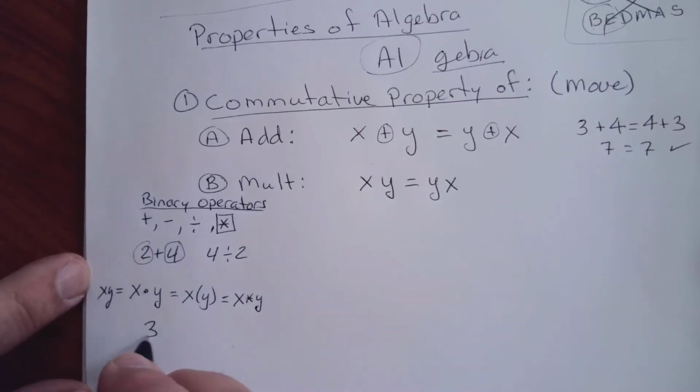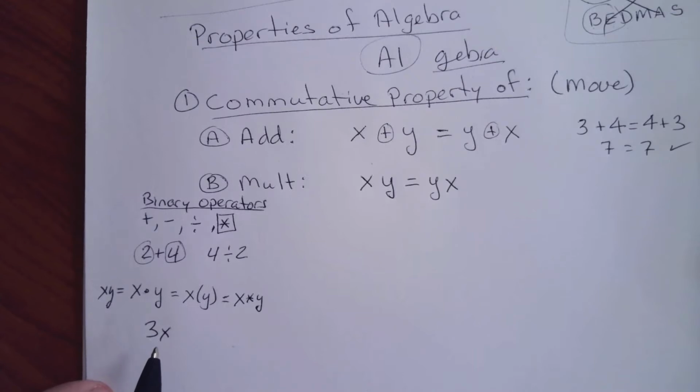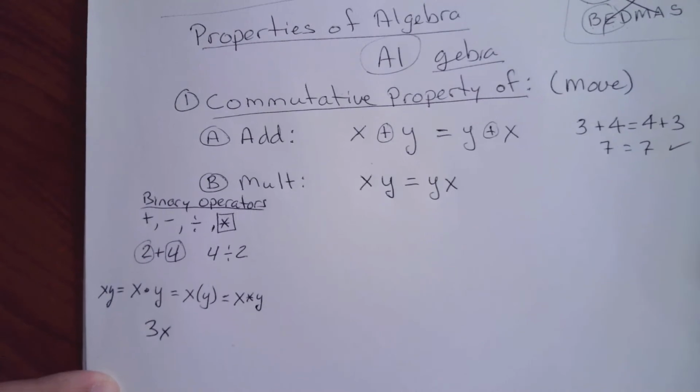So if I gave you this, how would you read that? 3 times x. Very good. Yes, you'd read it 3x. We're going to say that in this class as 3x or 4y or whatever, but it means 3 times x.